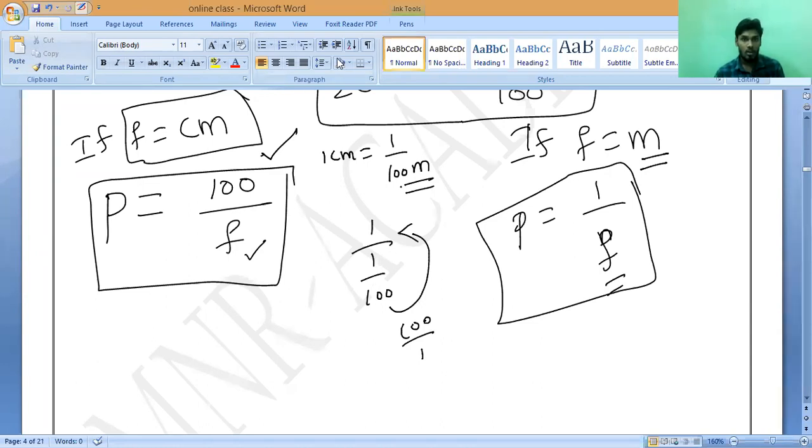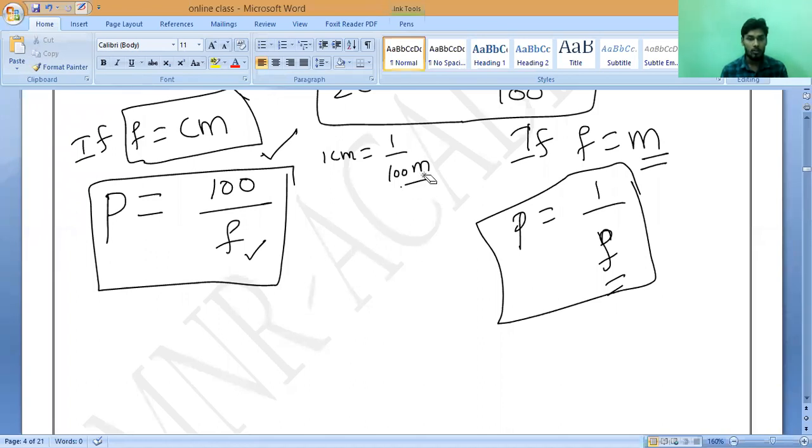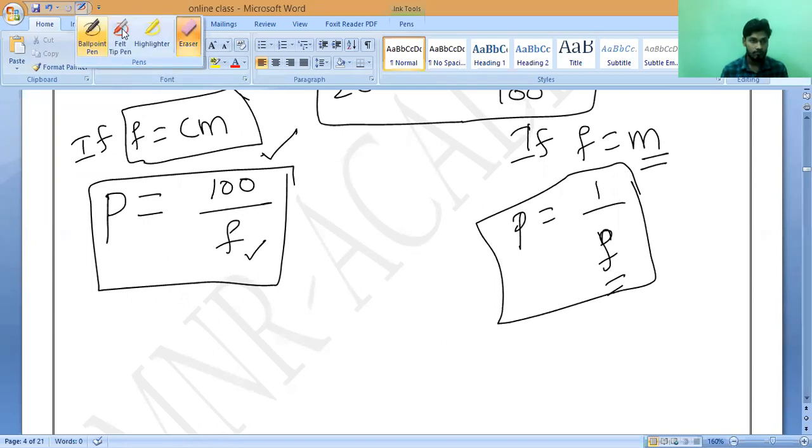Okay, so now I am teaching you two formulas. When the focal length is given in centimeters, we have to use P equals 100 by f. Power P equals 100 by focal length. When will it become positive? When they have given a convex lens, P is positive. When they have given a concave lens, P is negative. Note that down.